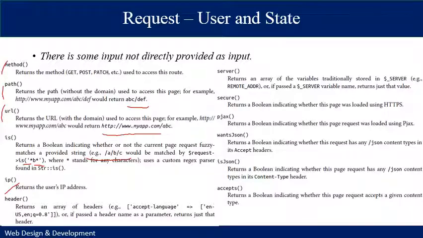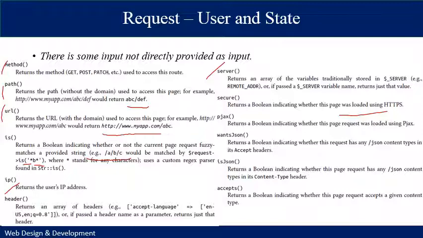Header returns an array of headers, or if passed a header name as a parameter, returns just that header. Simply, server returns an array of the variables traditionally stored in $_SERVER, or if passed a $_SERVER variable name, it returns just that value. Secure checks whether the page was loaded with HTTPS rather than HTTP.